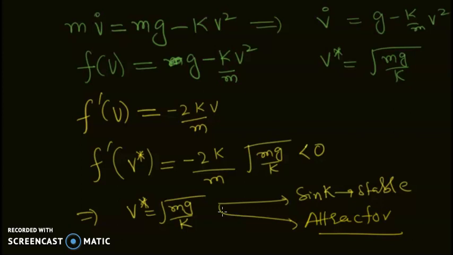Also, it is the attractor of the trajectories, meaning that any trajectory that starts at a certain initial condition will ultimately approach this. In the long run the velocity of the skydiver is going to be equal to this, and it is going to be fixed at this velocity.